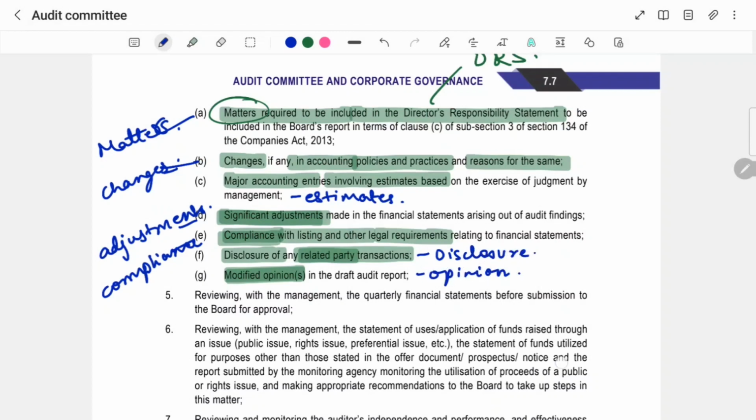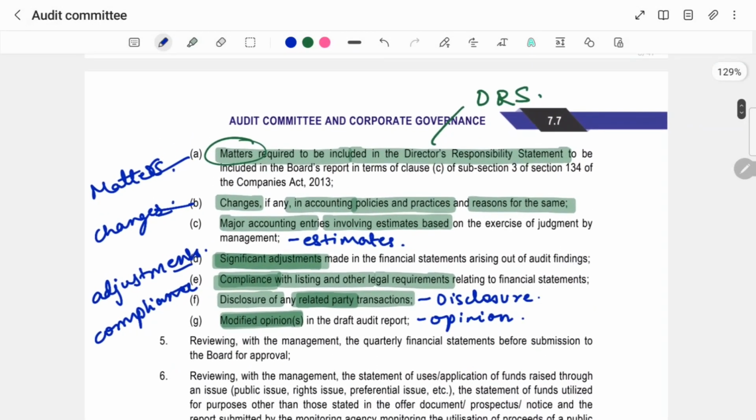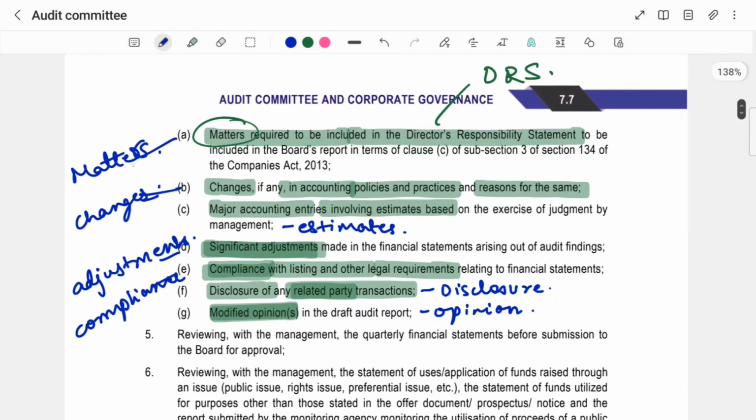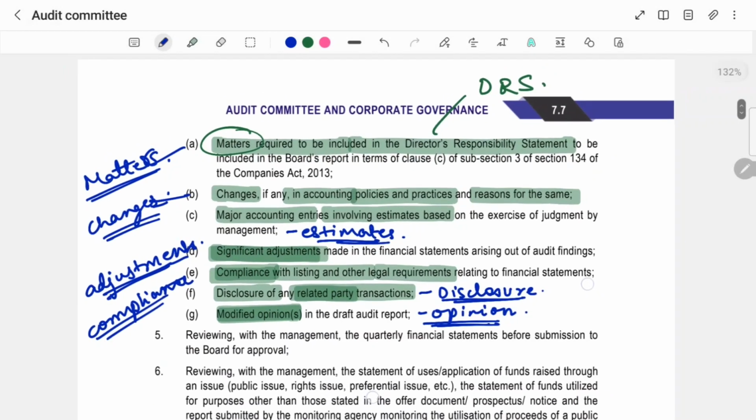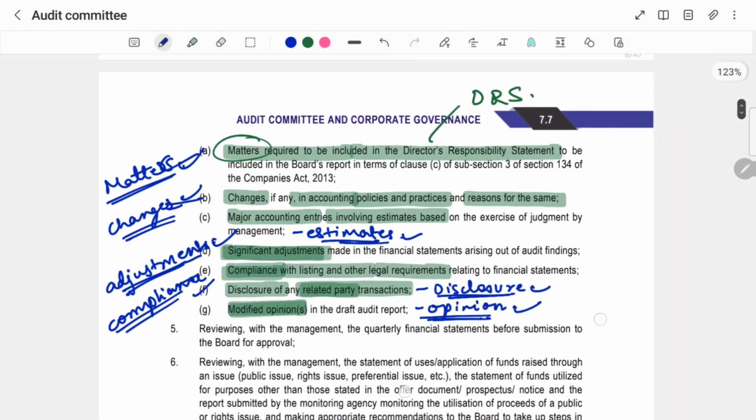So whenever you have to revise, you don't need to revise everything like read the whole sentence. You can just revise by recalling it as matters, changes, estimates, adjustments, compliance, disclosure and opinion. So if we recall it again, matters, changes, adjustments, compliance, estimates, disclosure and opinion.